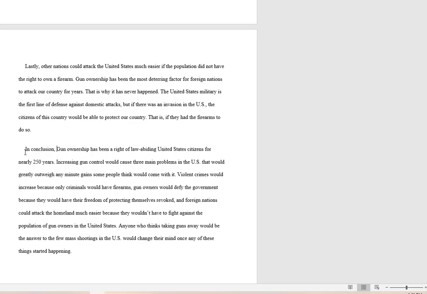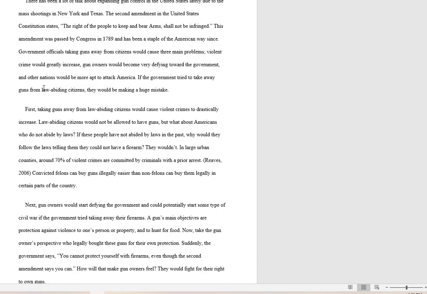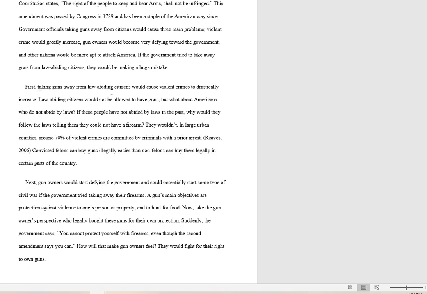Nobody is perfect. Nobody's essay is perfect. So first, taking guns away from law-abiding citizens would cause violent crimes to drastically increase. So that's your topic sentence. Then all of the rest of the paragraph needs to talk about that topic sentence. Remember, the topic sentence is the first part of the paragraph. Then you have supporting sentences that support the topic sentence, and then you have the concluding sentence.